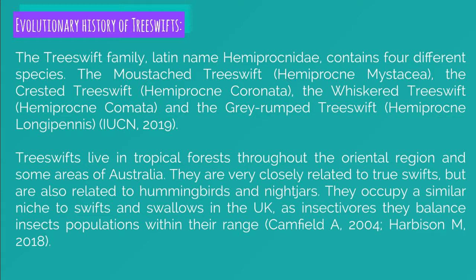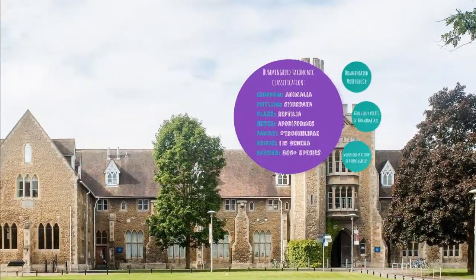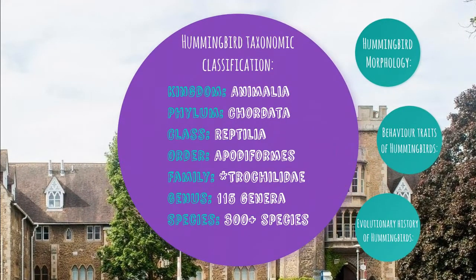They occupy a similar niche to swifts and swallows in the UK. As insectivores, they balance insect populations within their range. The Trochilidae family, hummingbirds. Hummingbird taxonomic classification. Hummingbirds are part of the kingdom Animalia, phylum Chordata, class Reptilia, order Apodiforms, and the family Trochilidae. There are 115 genera and over 300 species of hummingbird.